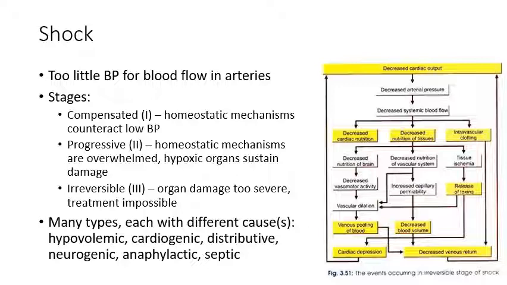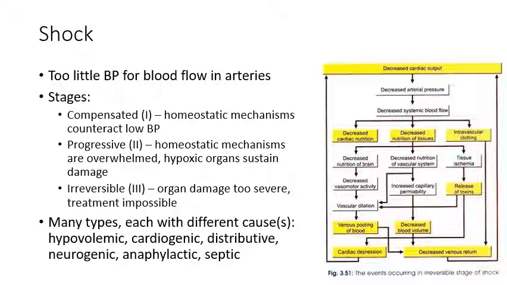There's three stages to shock. You have compensated, progressive, and irreversible shock, or stages 1, 2, and 3. In compensated shock, you have your homeostatic mechanisms kicking in, and they're successfully raising your blood pressure back up to normal. So you might have a normal blood pressure, or kind of low but not crazy low, but you're going to have your sympathetic nervous system highly activated, increasing your heart rate and increasing vasoconstriction in order to maintain that normal blood pressure. So it's not just that you're normal, you're doing everything you can to get back to normal.